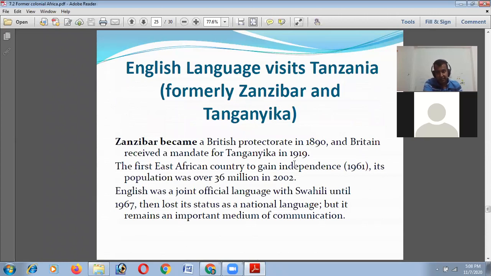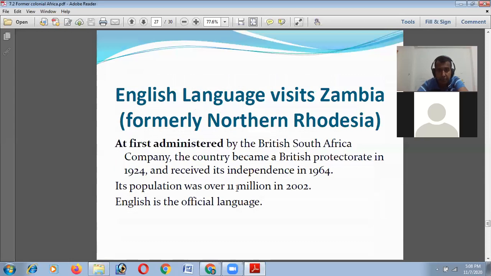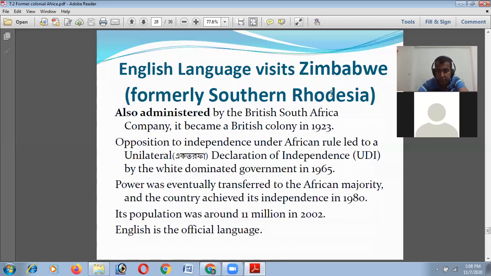Tanzania got freedom in 1919. They had a population of 36 million and English was a joint official language with Swahili until 1967, then lost its status as a national language, but it remains an important medium of communication. In the case of Uganda, English is the sole official language, but Swahili is also widely used as the lingua franca. In the case of Zambia, English is the official language. In the case of Zimbabwe, English is the official language.